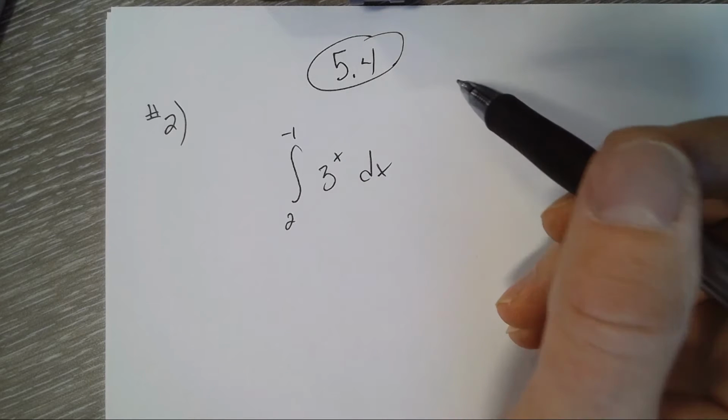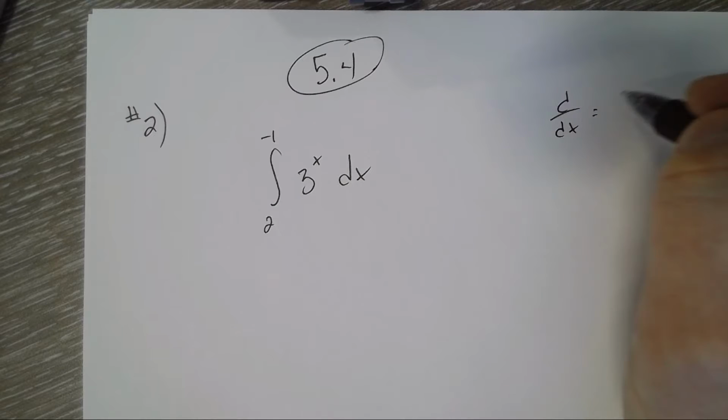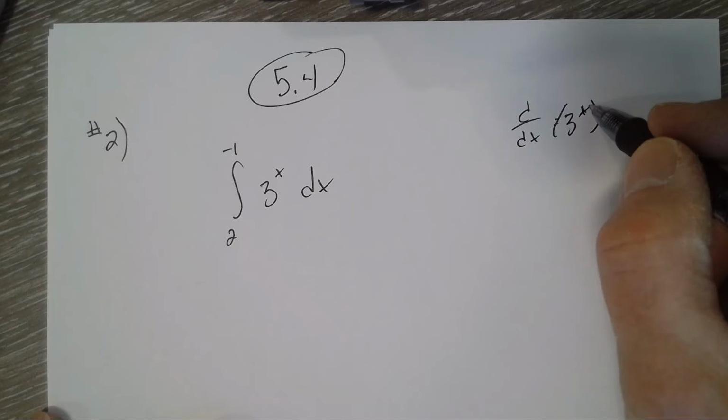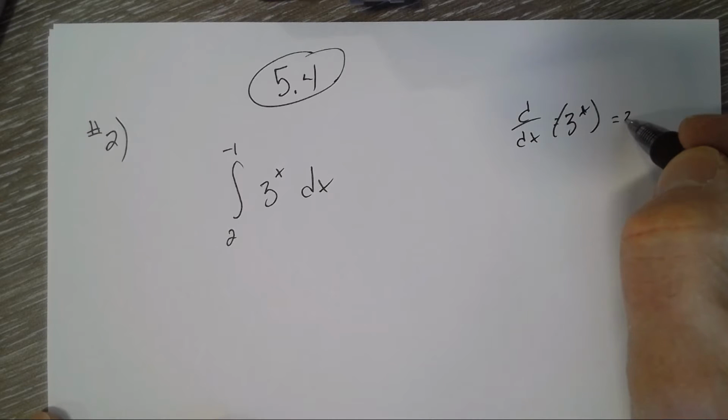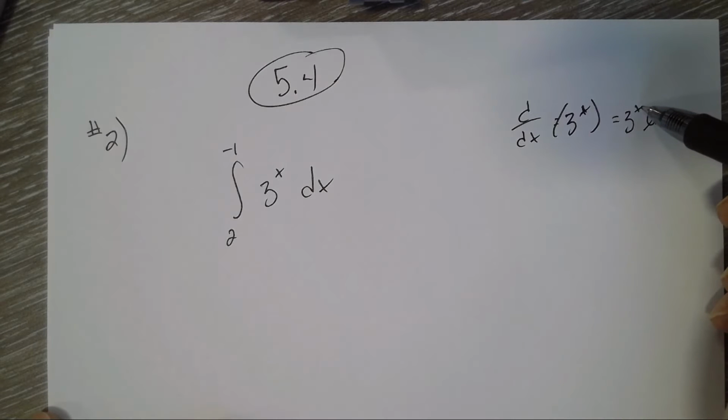In order to do that, we should probably know what the derivative of 3 to the x is. That is an a to the u. So the derivative of a to the u is itself times the natural log of the base times the derivative of the exponent, which is just 1 in this case. So our derivative is 3 to the x times natural log 3.